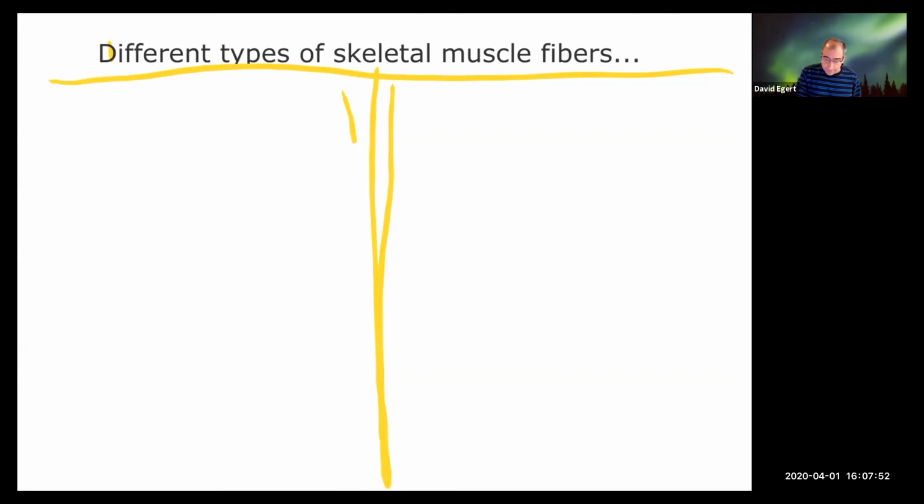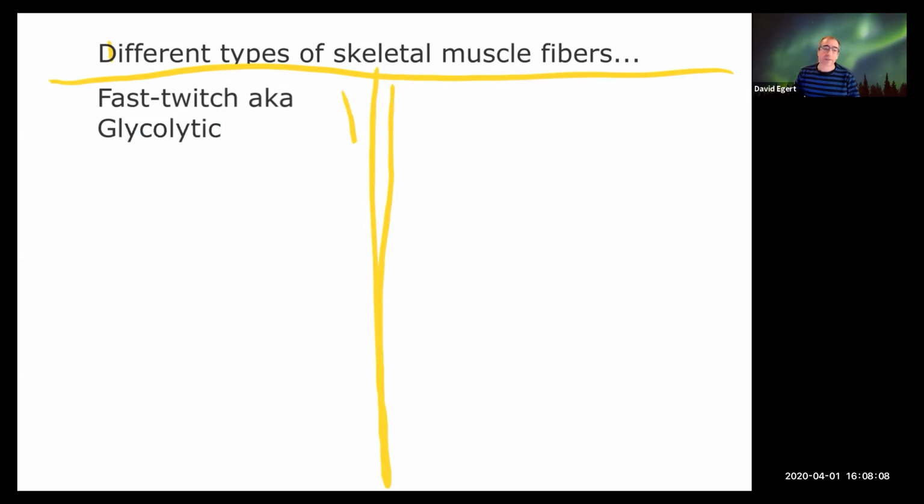One kind are called fast twitch. Fast twitch, AKA also known as, they can also be called glycolytic. And we're going to see that's because they are mainly using glycolysis and these other anaerobic pathways. They can also be called, AKA, white. These are called white muscle fibers.